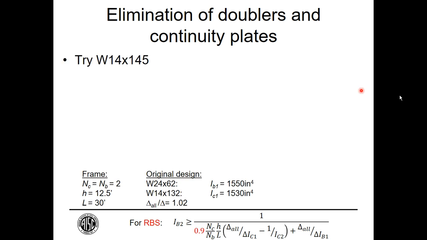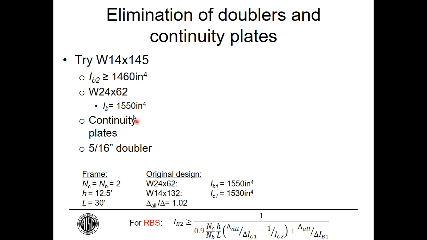I took the initial subassembly, calculated that flexibility, included the 0.9 for the RBS, and included the actual drift and the target drift. If I up the size of the column from a 14 by 132 to a 14 by 135, it turns out I can't reduce the beam size yet. And I still need continuity plates, and I need a doubler, although it's a thinner doubler.